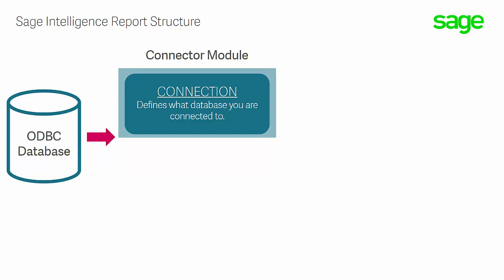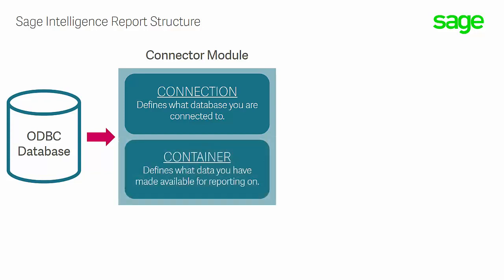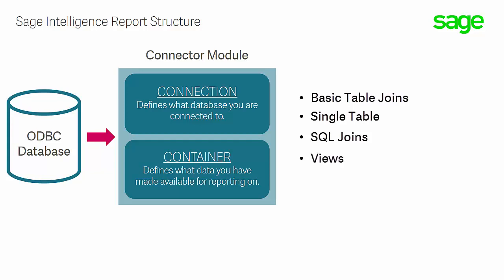Inside that connection, we then define the container. Now, there are different types of containers that we can have. We can have basic table joins, a single table, SQL joins, we can call views, and we can also call stored procedures. From there, we can define which are the pieces of information that we need to make available.